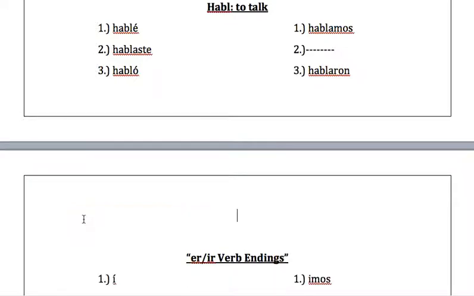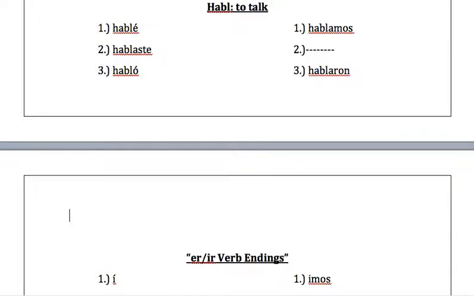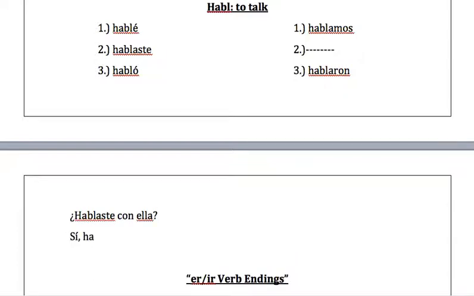If I were to ask, did you speak with her? It would look something like this. If I can get my cursor in the right place, here we go. Did you speak with her? How do you think we would do that? We would start with hablaste. Did you talk, or did you speak? Hablaste con preposition ella. Did you talk with her? Hablaste con ella. Yes, I talked with her. Sí, hablé con ella. Hopefully that makes sense to you.